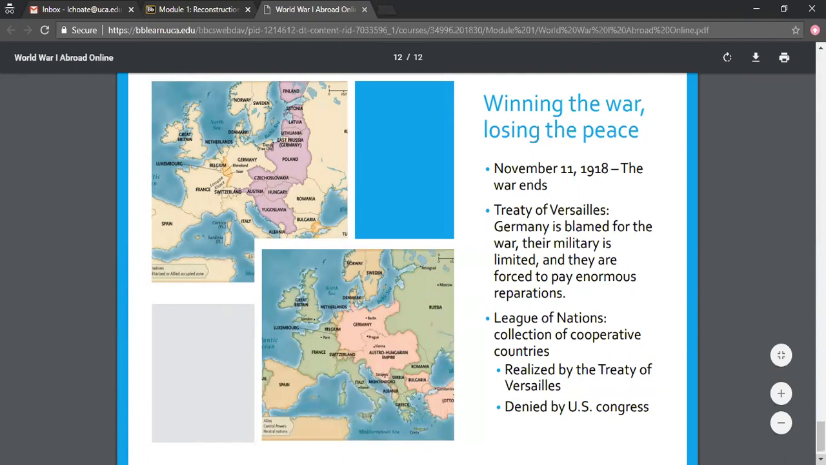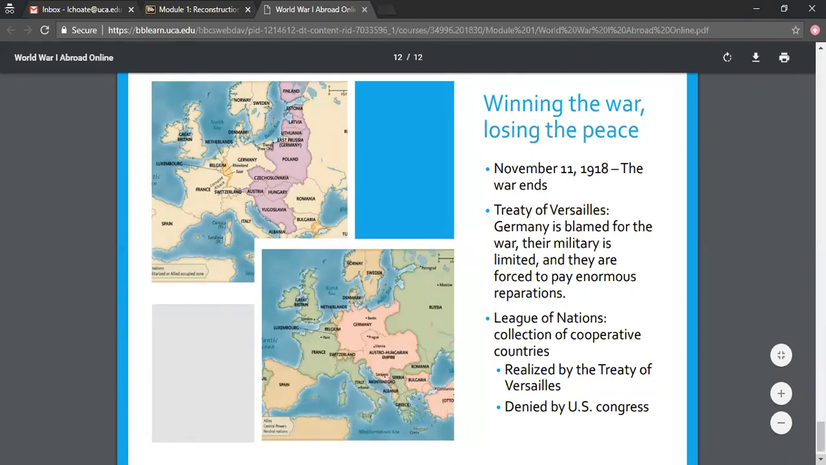Their military is limited, they lose land, and they are forced to pay war reparations. Basically, they have to pay all of the other countries back the cost of the war. A huge sum of money. It's an insurmountable sum of money, and it's going to completely destroy the German economy. And the reason that this is so important is that it sets the stage for World War II.